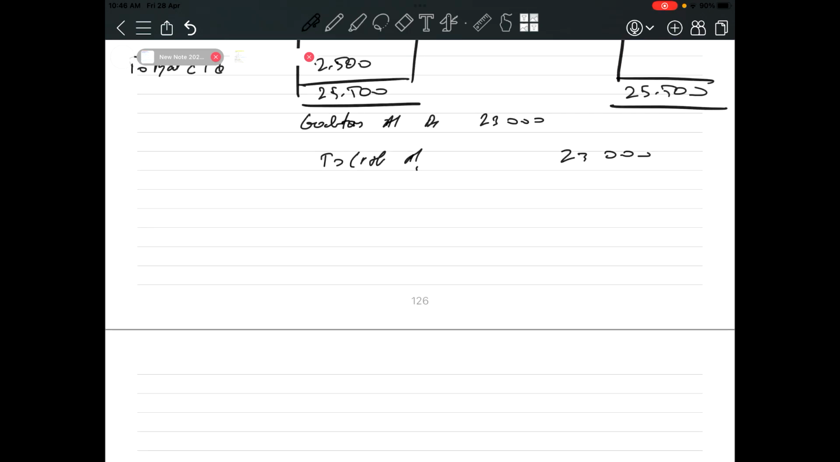Now see, what will be the journal entry when you purchase on credit? Purchases account debit to creditors.